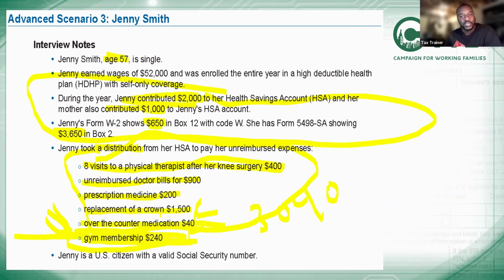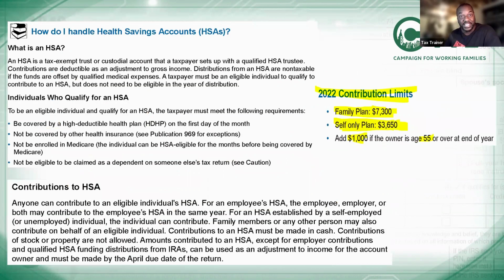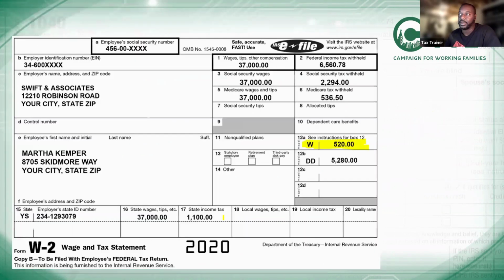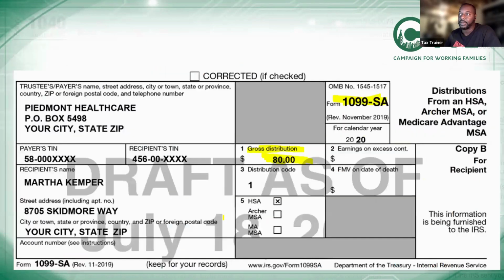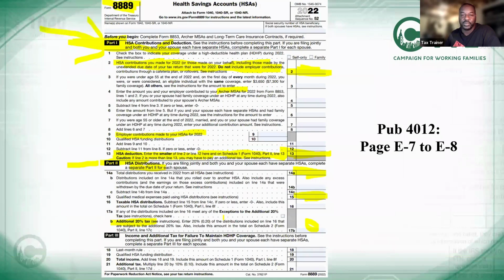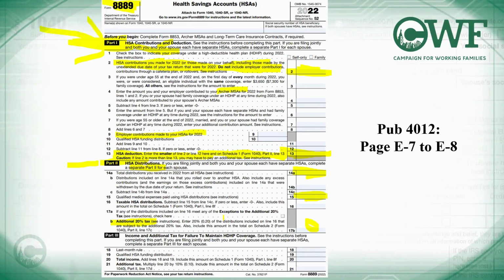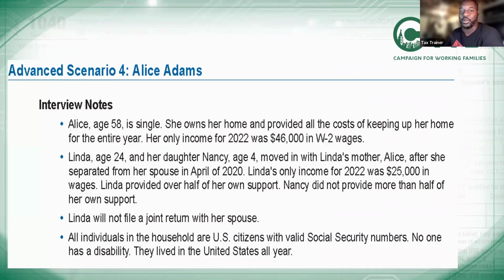All right, any questions around HSA? That was kind of our HSA lesson. Any questions around this? No. We good? We sure? Oh yeah, you broke it down really well. It makes it easier and you simplified it. All right, cool. Let's move on to scenario 4 then.